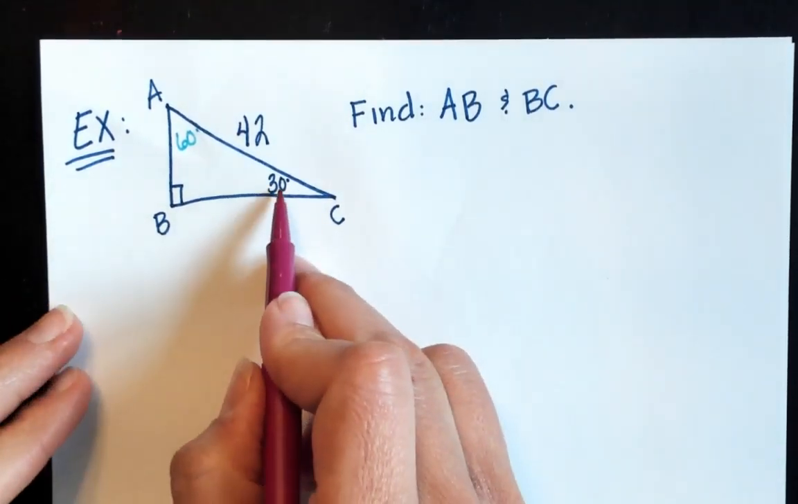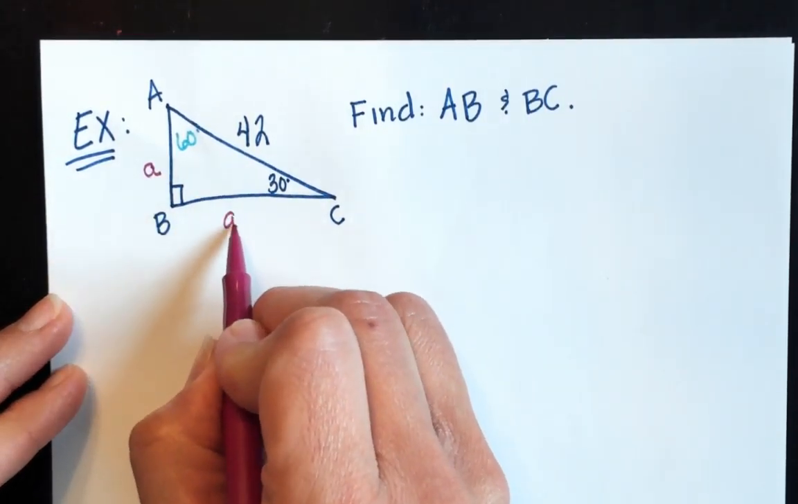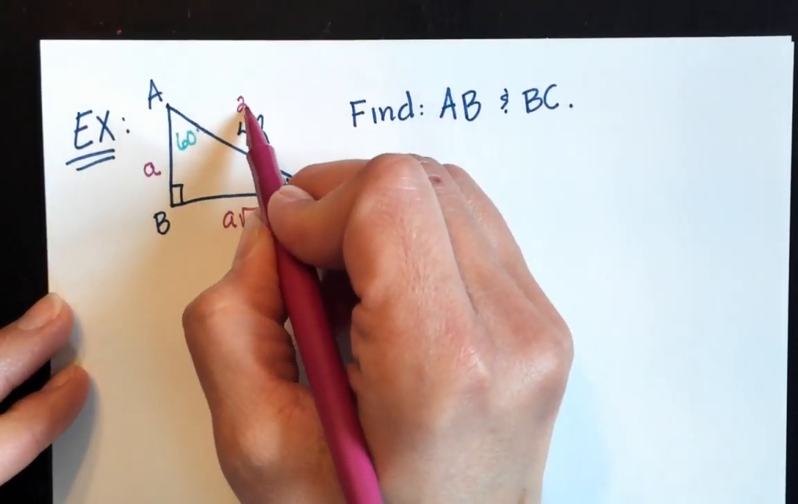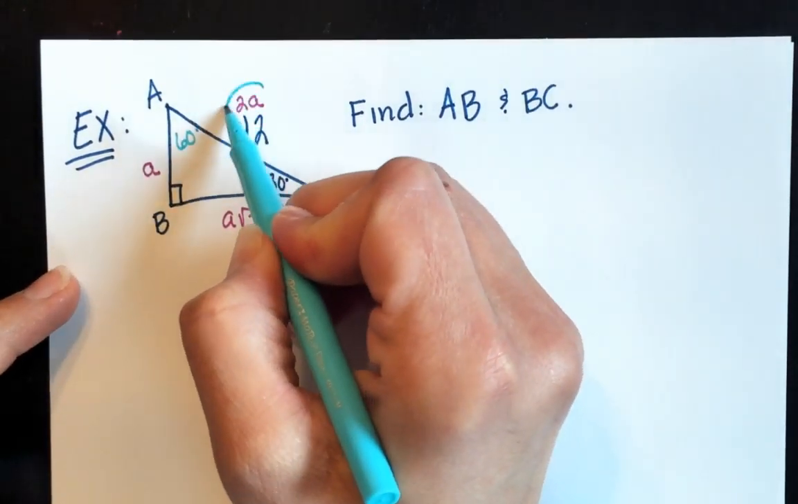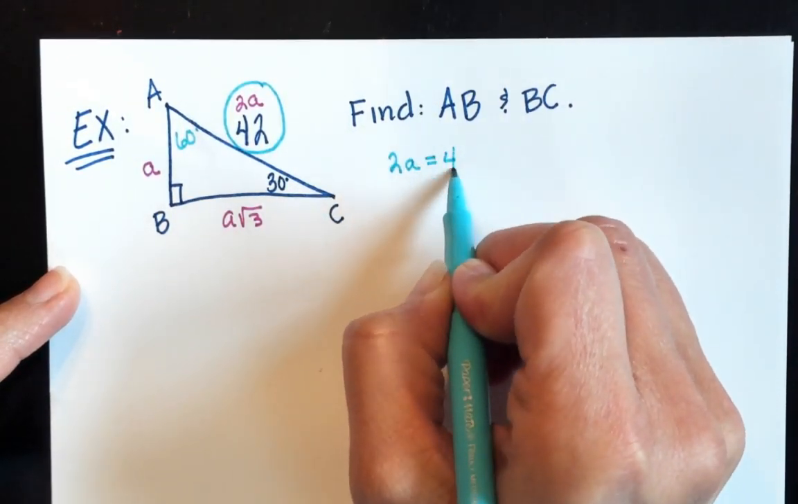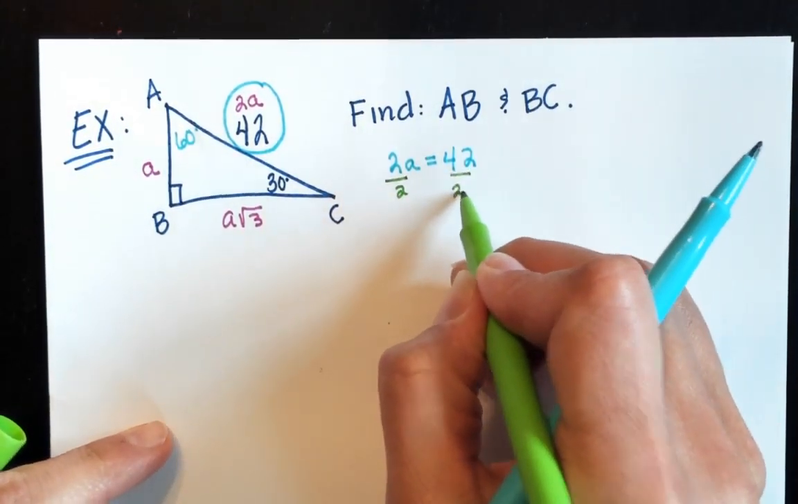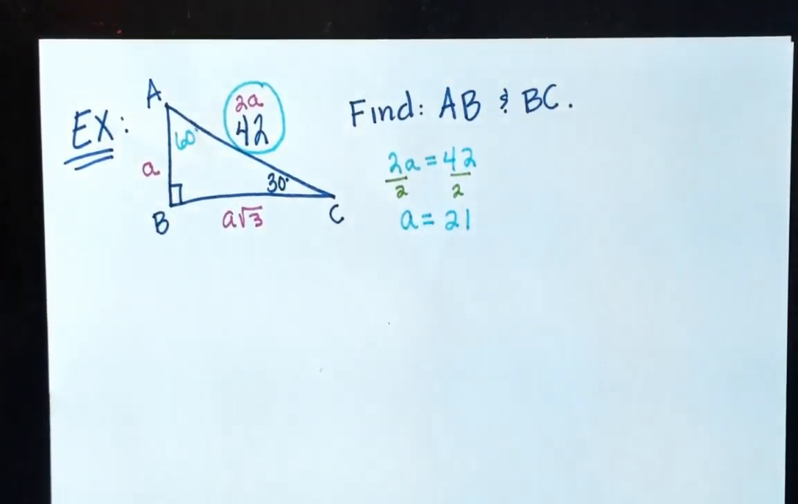So opposite the 30, we're going to put A. Opposite the 60 is A radical 3. Opposite the 90 is going to be 2A. We looked at the triangle to figure out which one it was. We put our formula in accordingly, and now we're going to circle and solve. So 2A will equal 42, and when we divide both sides by 2, we find A is 21.